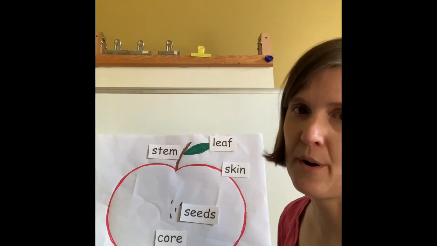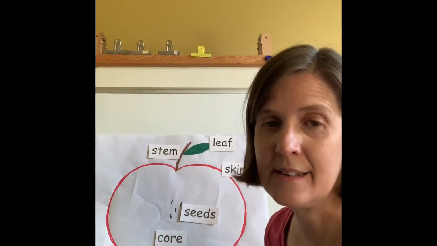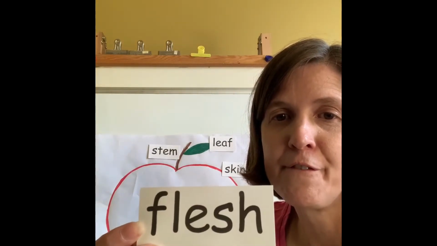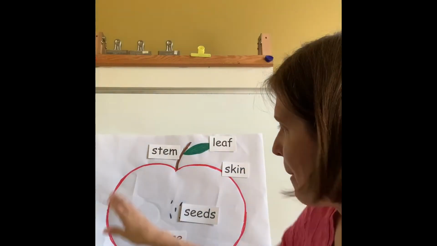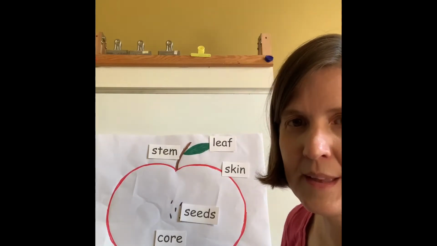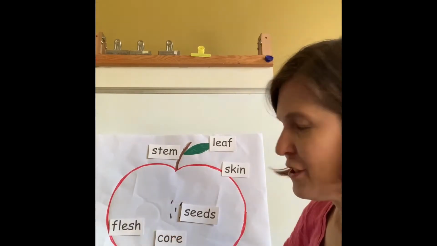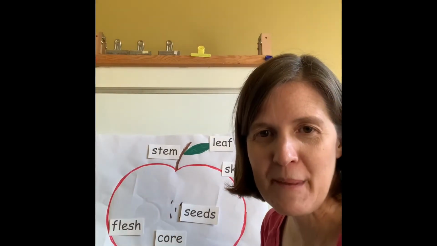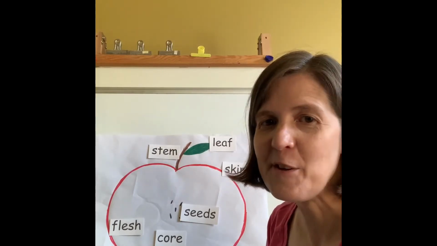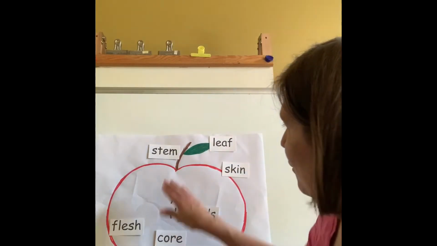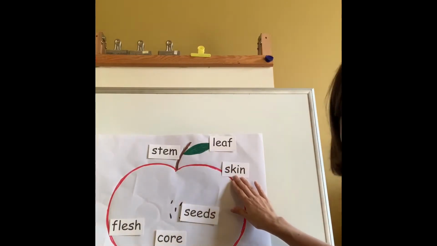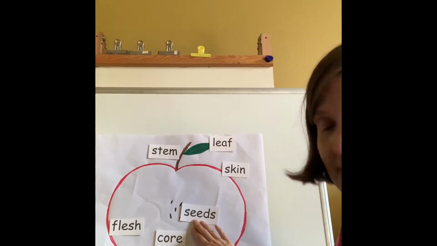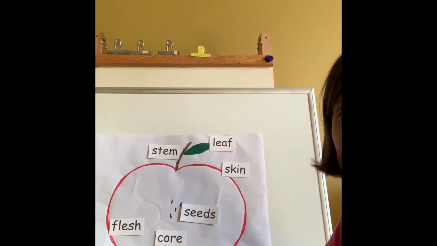And my last word is the part we eat. It's called the F for flesh, the flesh of the apple. That's the good white part that's beside the skin that we eat. And there's the flesh. Thank you for helping me. Guys, you were awesome. Now you know all the parts of the apple. You know what a stem is, what the leaf is, the skin, the seeds, the flesh, and the core.